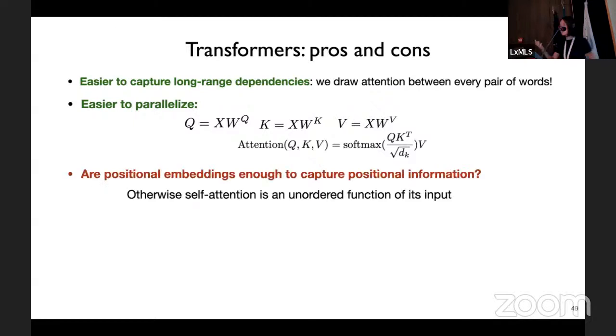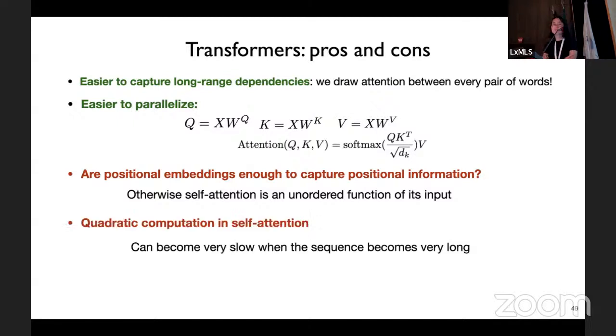But there are also some downsides, or some key research questions that people have been asking over the years. The first: are the positional embeddings enough to capture position information? Can we design better position embeddings? Because if we just learn a representation for every single position, it seems very simplified. Is this representation really enough? Otherwise, self-attention will not capture any position information.